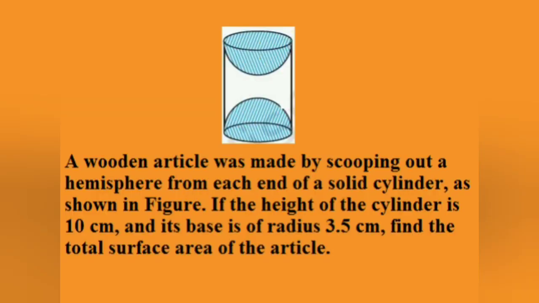Another important question: a wooden article was made by scooping out a hemisphere from each end of a solid cylinder, as shown in the figure. If the height of the cylinder is 10 cm and its base is of radius 3.5 cm, find the total surface area of this article.